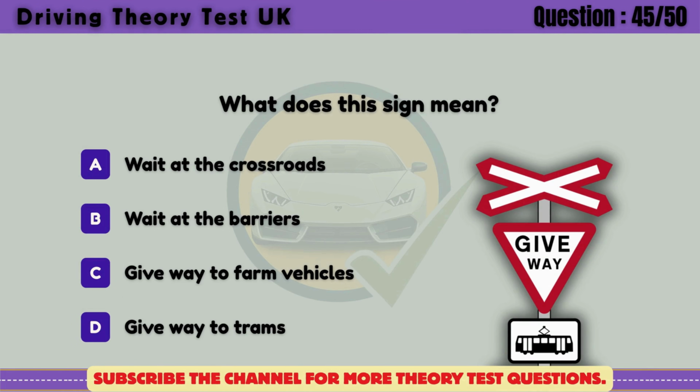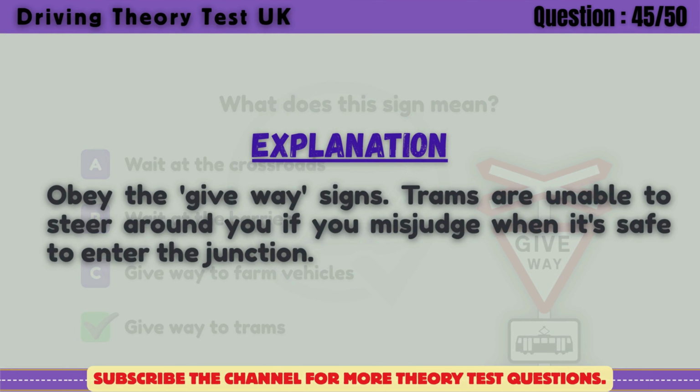Question 45. What does this sign mean? Option A. Wait at the crossroads. B. Wait at the barriers. C. Give way to farm vehicles. D. Give way to trams. Answer is D. Give way to trams. Obey the give way signs. Trams are unable to steer around you if you misjudge when it's safe to enter the junction.